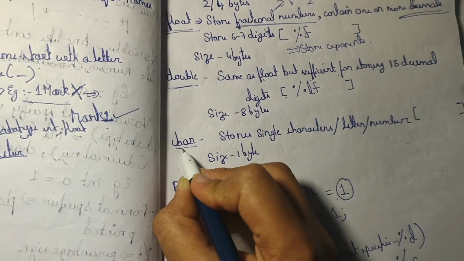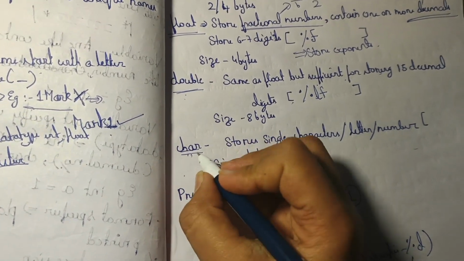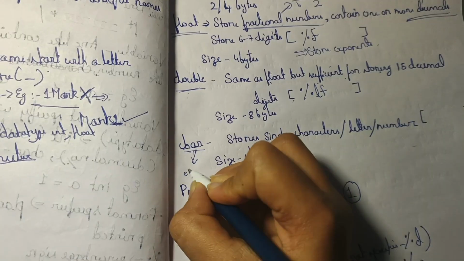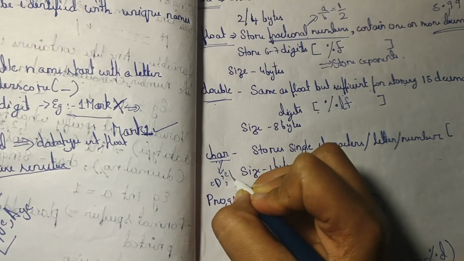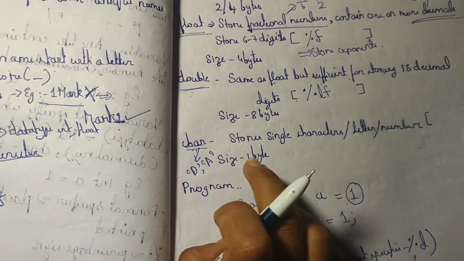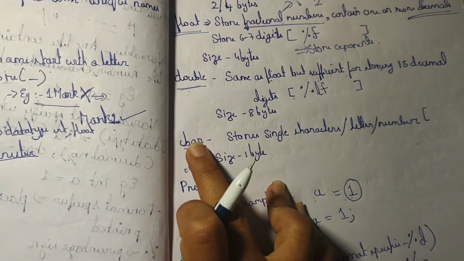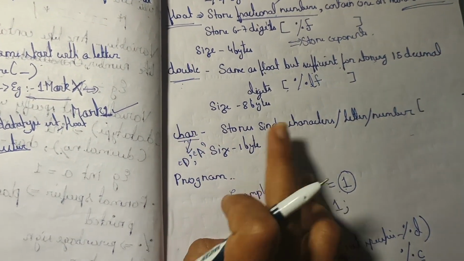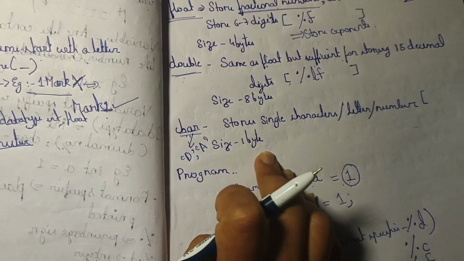And the next one is character. Character is just a single character. For example, we can say D or A. It is a single character. So the size of it is 1 byte. Character is used to store single characters, and its size is 1 byte.